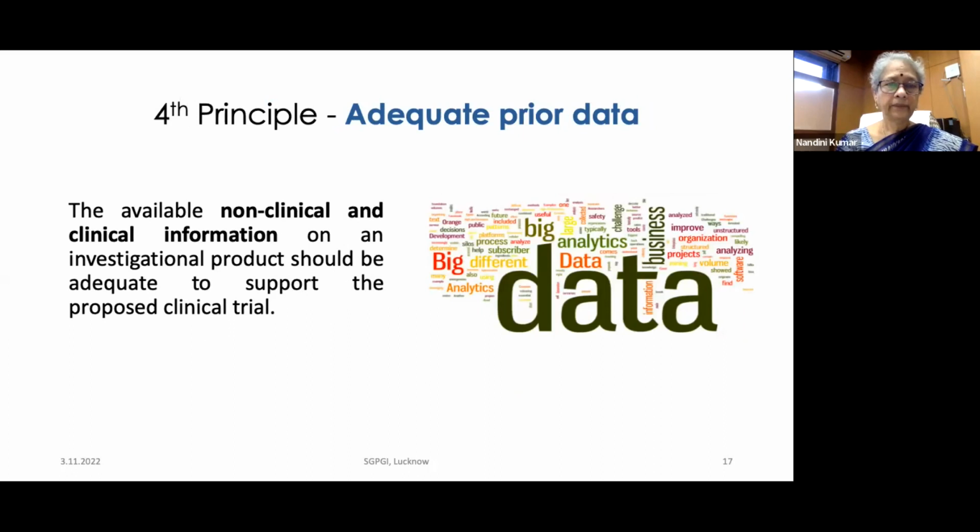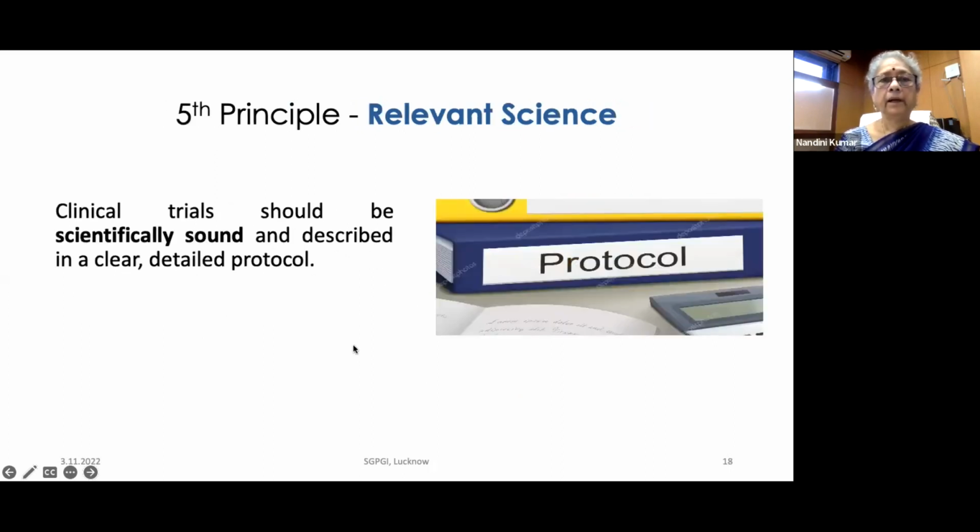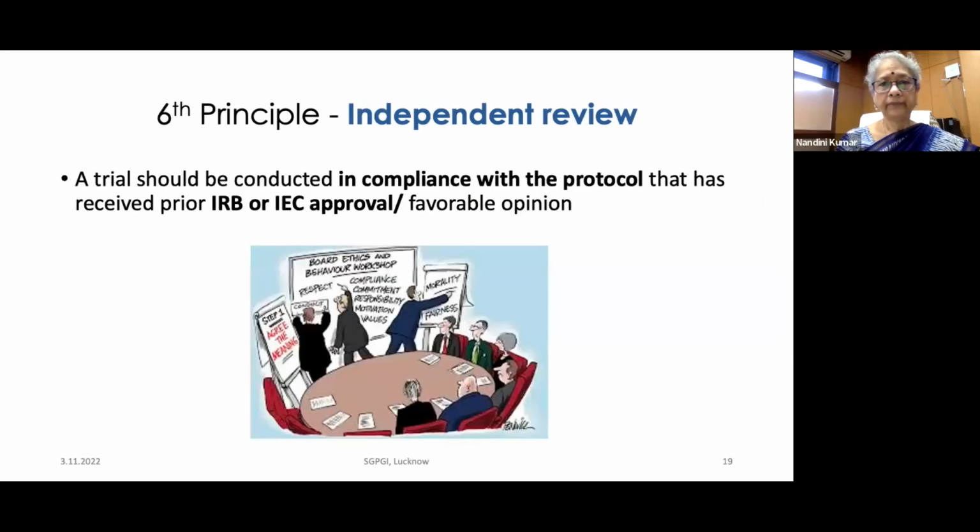Adequate prior data has to be there. Whatever data is available, you have to have it. If you are going for, say, phase one, then you need to have all non-clinical and preclinical data there. Non-clinical will include, of course, the in vitro and in vivo. And if it is phase two, you have to have phase one data also there. And this is called the investigator's brochure. Relevant science has to be there. If it is not scientifically sound, it is ethically bad. So this has to be laid down very well in the protocol.